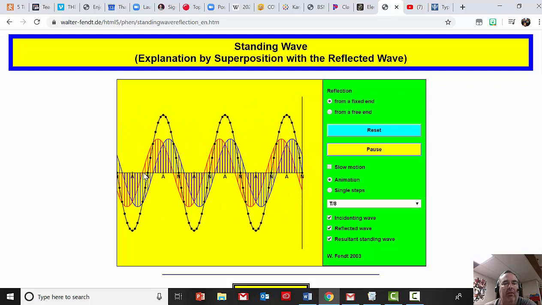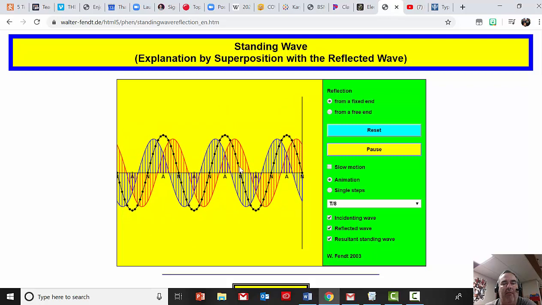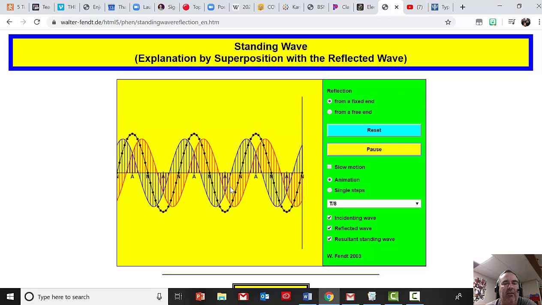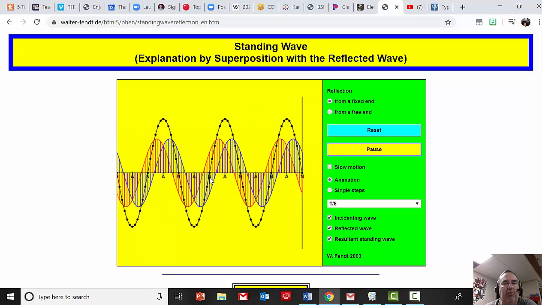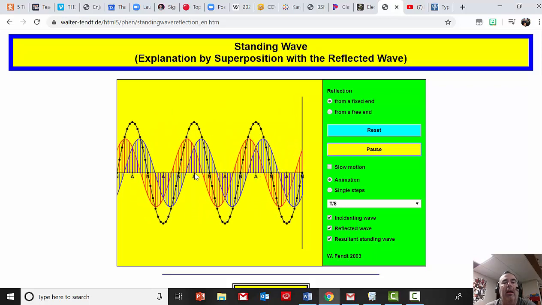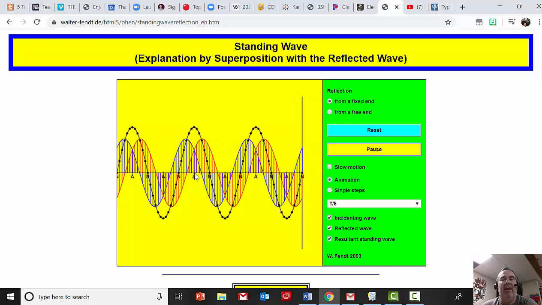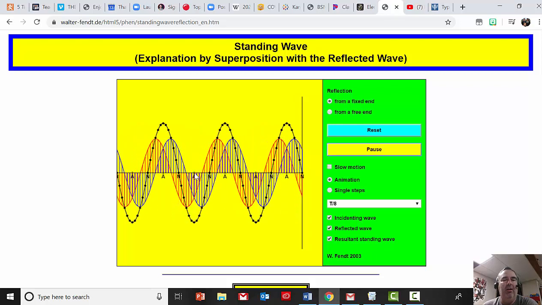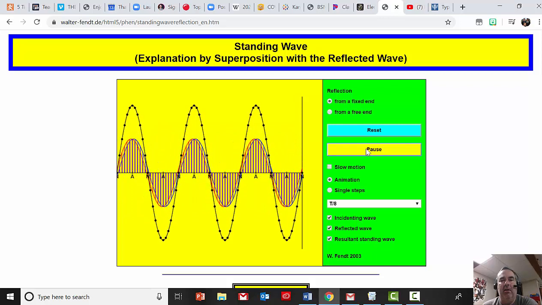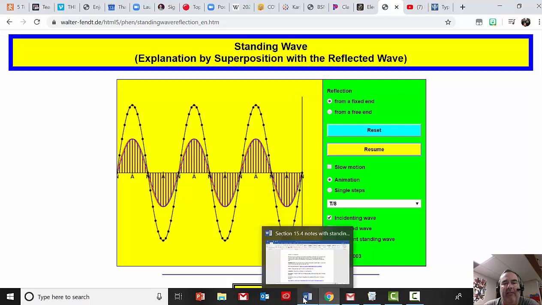But notice the resultant here in the middle, which is going to be this black wave, where it's alternating between high points, which are our constructive interference, and it's also rotating between what will end up being our low points right about now. Okay, so when we look at that black wave, we get this standing wave, and it appears to stand still. So what I'm going to do is pause it on complete constructive interference.